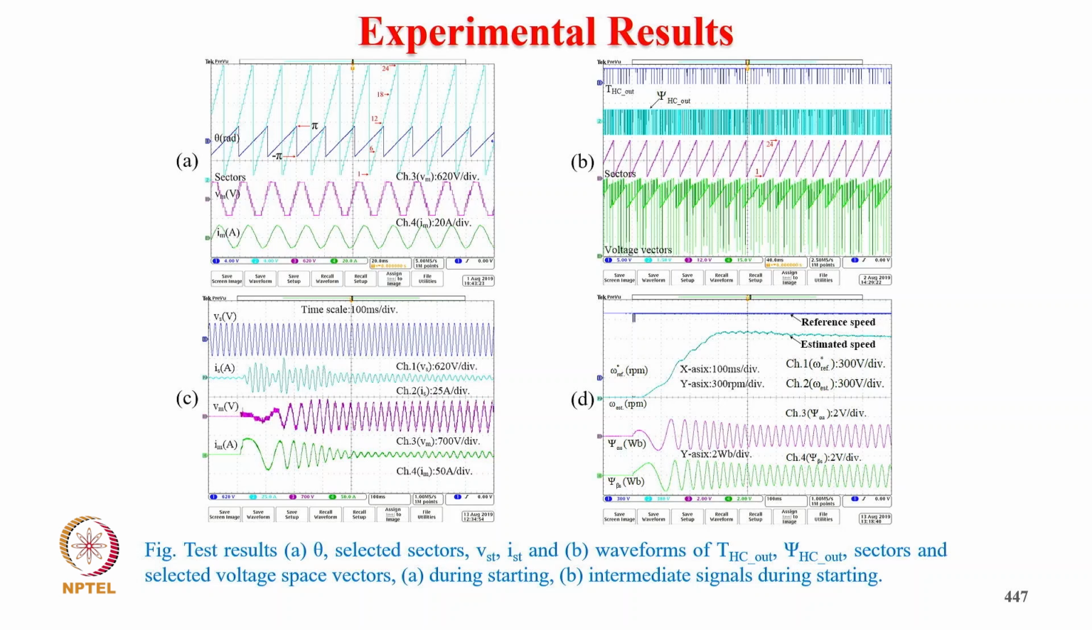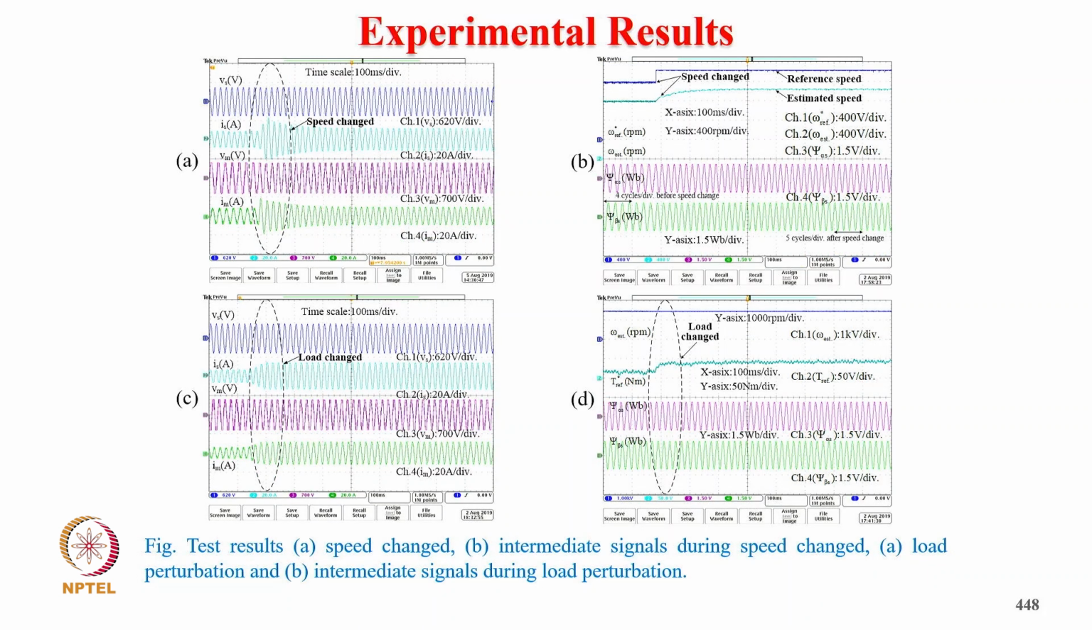So you can see the supply voltage, supply current, motor voltage and motor current, and similarly supply voltage, supply current, and motor voltage, motor current during the starting, and then you can see how the flux is estimated corresponding to those vectors. Like this is the test result when speed is changed, and during that, supply voltage, supply current, and motor voltage, motor current are very close to sinusoidal, and also when the load is changed.